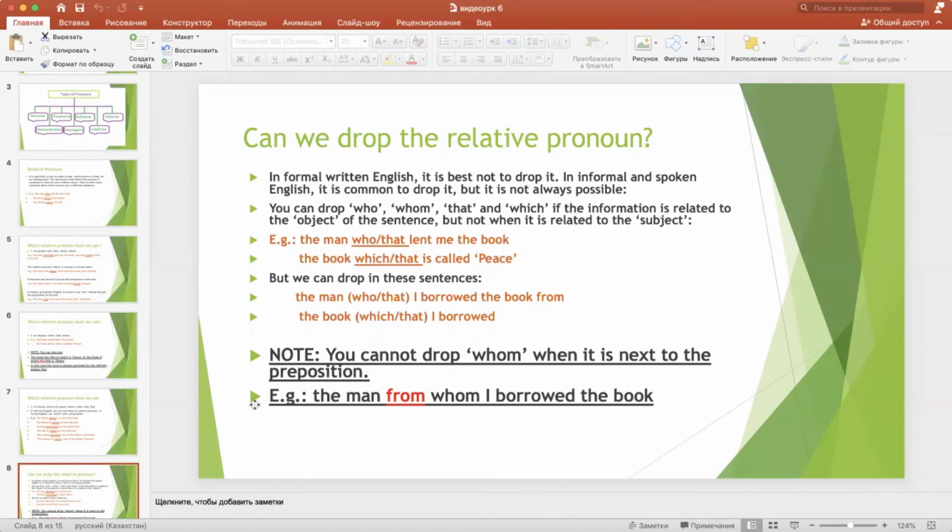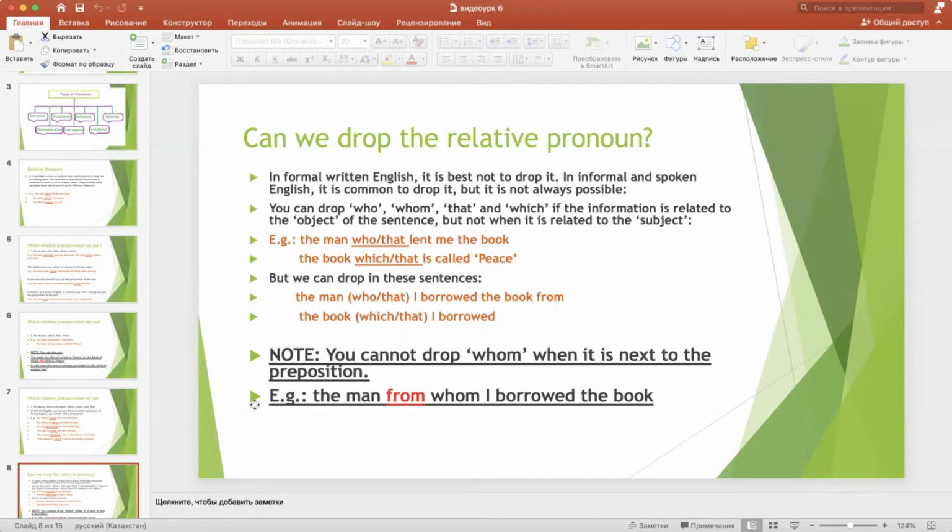The man who or that lent me the book. The book which or that is called Peace. But we can drop in these sentences: the man I borrowed the book from. Or we can say, the book I borrowed.